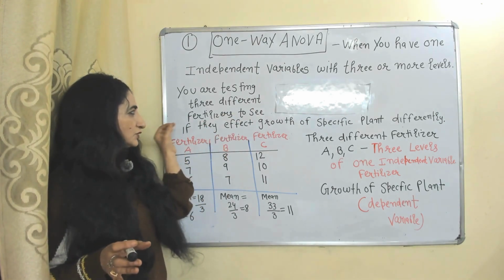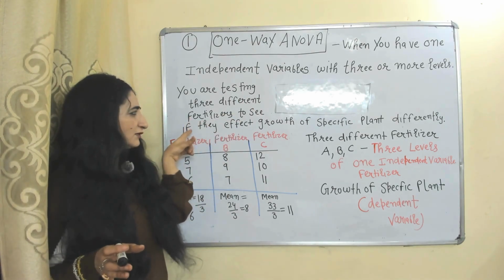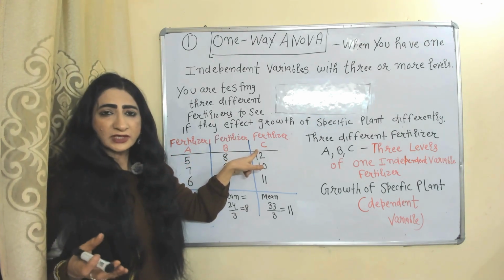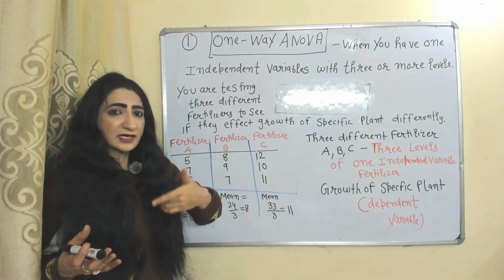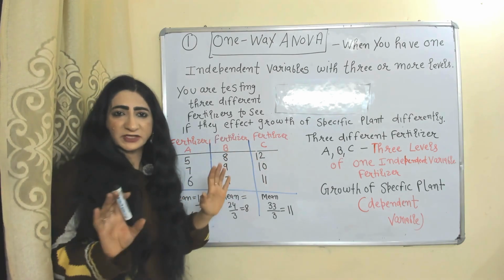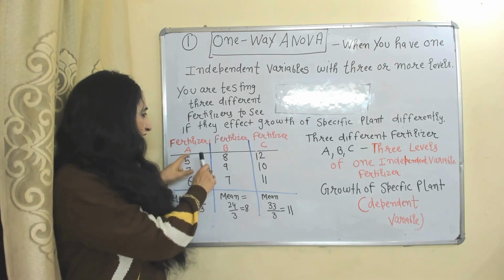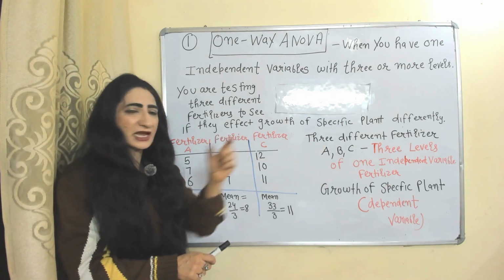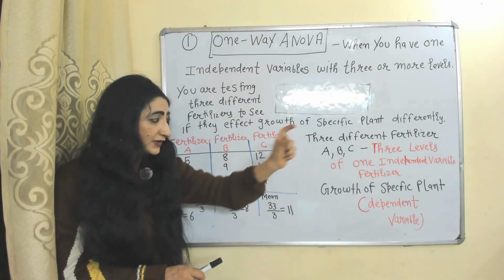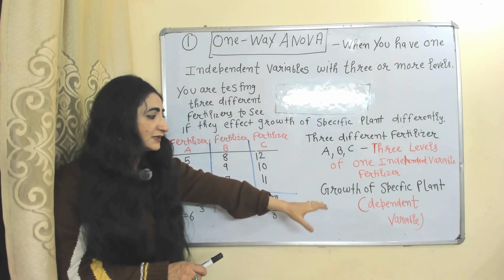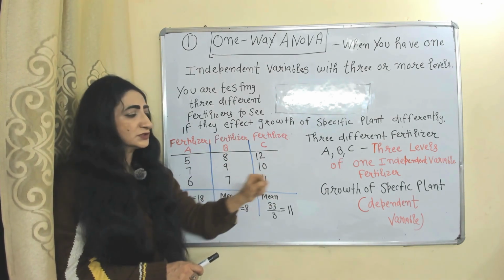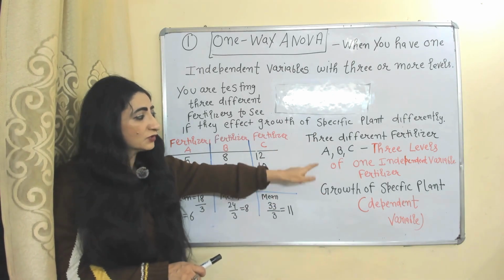For example, you are testing three different fertilizers like A, B and C, so that you can see how differently they affect the growth of a specific plant. Here the three different fertilizers A, B, C are called three levels of one independent variable. Here the independent variable is fertilizer, and growth of the plant is the dependent variable, because growth of the plant depends on the type of fertilizer.